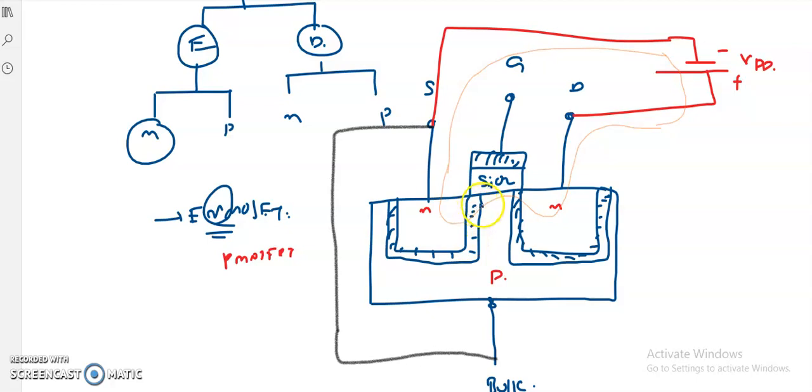That means if a current has to flow in this loop, then definitely the charge carriers have to flow from source to drain. That is the main important concept here. The charge current has to flow from source to drain. So if the charge current has to flow from source to drain, what do we have to do and what voltages do we have to apply? That is what we have to understand here.